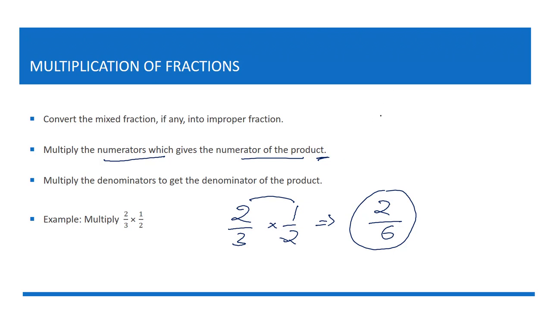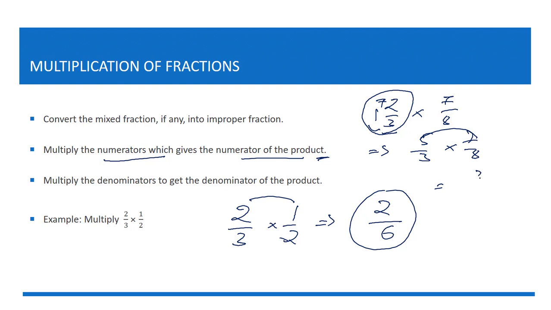But if they gave, say, 1 and 2 by 3 into 7 by 8, then first of all we are supposed to convert it into an improper fraction. How do we convert? Multiply this and then add this. 3 1s are 3, 3 plus 2, 5 by 3 into 7 by 8. 7 5s are 35 by 24. This is the answer.